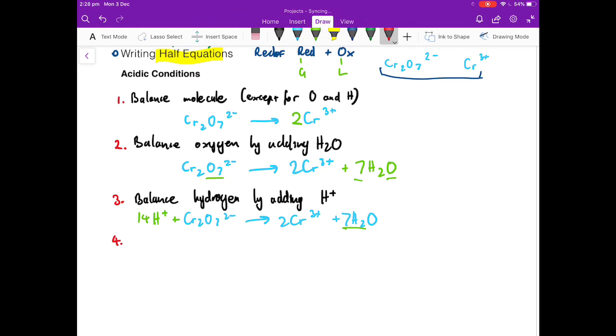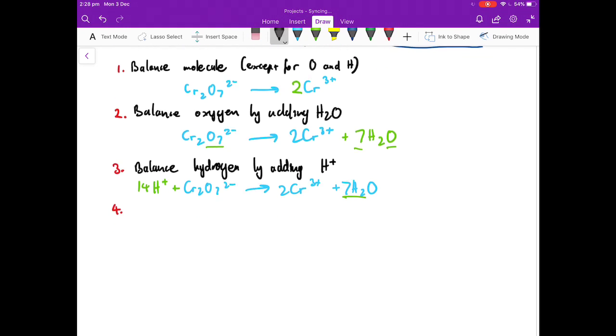And now for our very final step. Balance the charges by adding electrons, which are e-. So as you can see in our equation, we have a few pluses and minuses floating around.